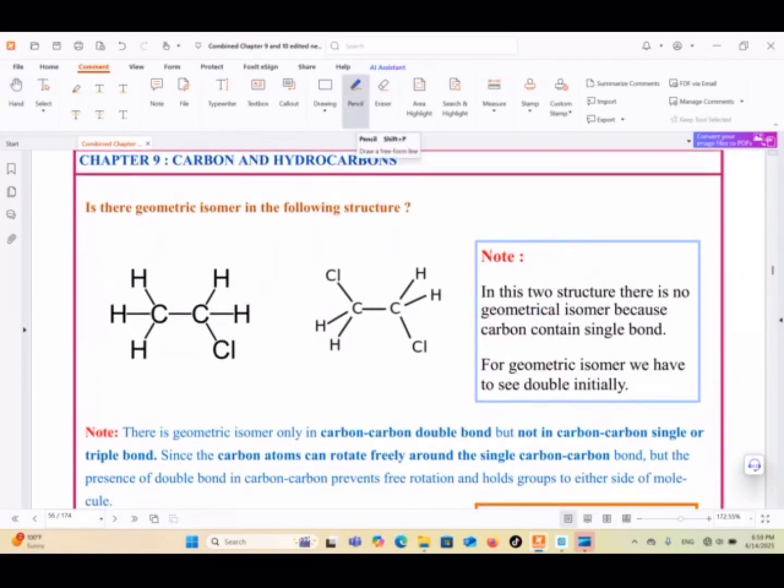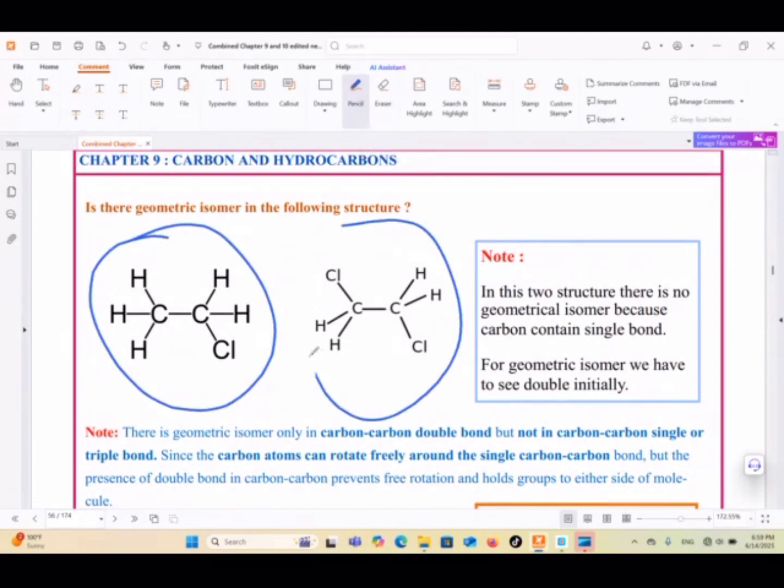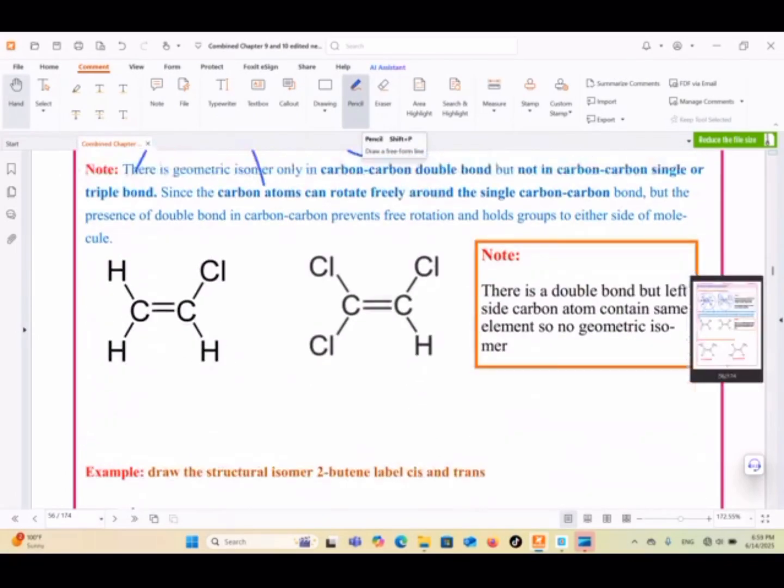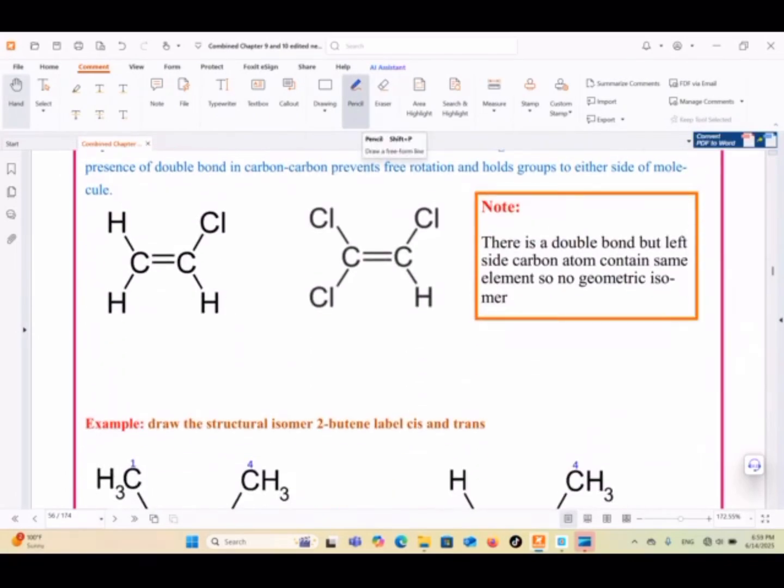Have a look at these structures. Why would these two structures not be able to form geometric isomer? Because as you can see here, there is no double bond and this carbon is attached to three hydrogen, so it won't form a geometric isomer. It has no conditions of geometric isomer. The other one, there is no double bond, and this carbon is attached to two hydrogen, one chlorine, two hydrogen, one chlorine. There is no double bond. That's why it has no tendency to form a geometric isomer. These are the requirements in order to form a geometric isomer.